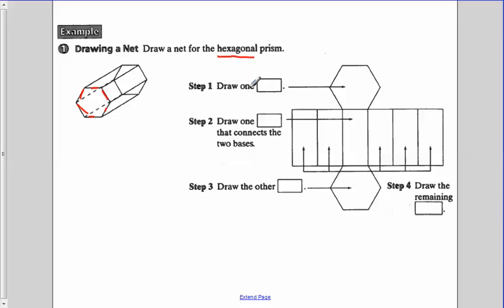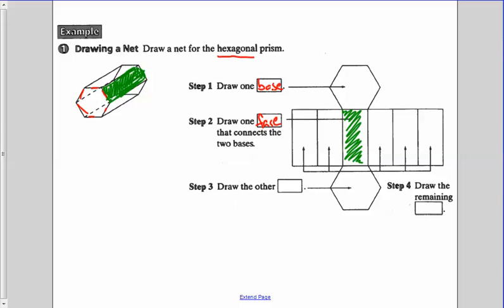The first step is to draw one base. They've already drawn it here for us. The second step is to draw one of the faces. We're going to draw one face, and that is what we connect our base to. So if I have my base as my hexagon, and then I fill in, let's color this in, I've got my face right here.